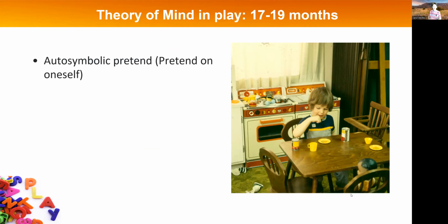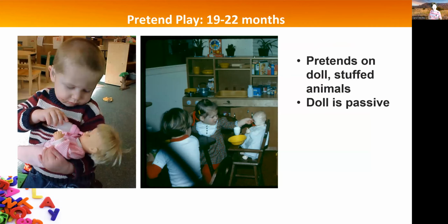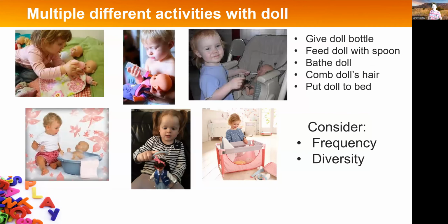Now, let's look at theory of mind development. 17 to 19-month-old child begins to engage in auto-symbolic pretend. It's pretend on themselves. They pretend to eat or to sleep. The 19 to 22-month-old begins to pretend on dolls or stuffed animals. These toys are passive, however.